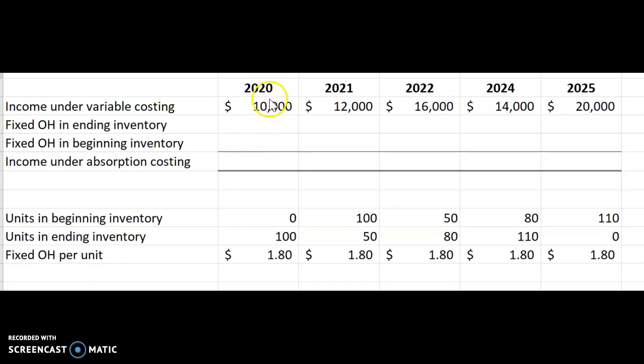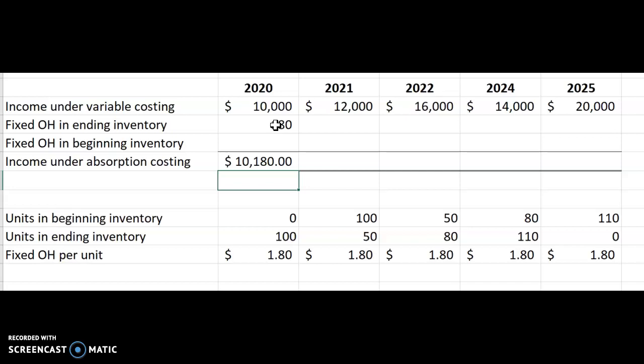So in 2020, our income under variable costing was $10,000. We didn't have any beginning inventory, okay, but we had 100 units in ending inventory. So the fixed overhead that was attributable to those 100 units, if there's $1.80 of fixed overhead per unit, we have 180 of fixed overhead. So our income under absorption costing is going to be 180 higher, or 10,180.